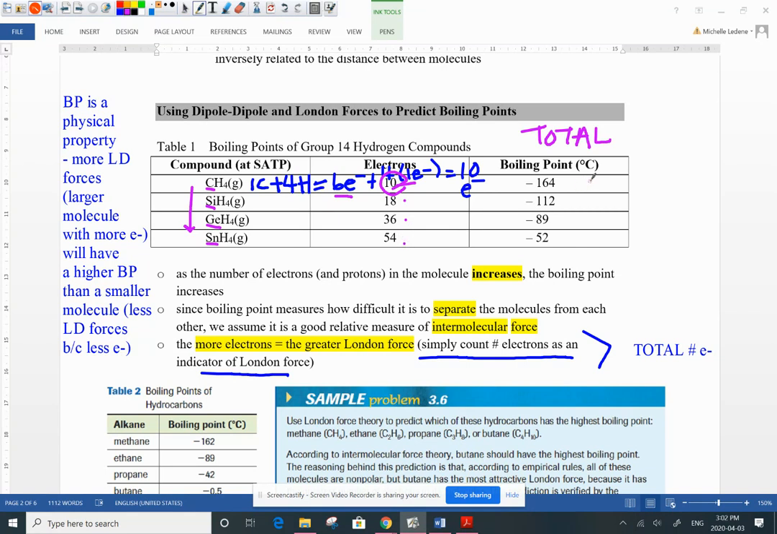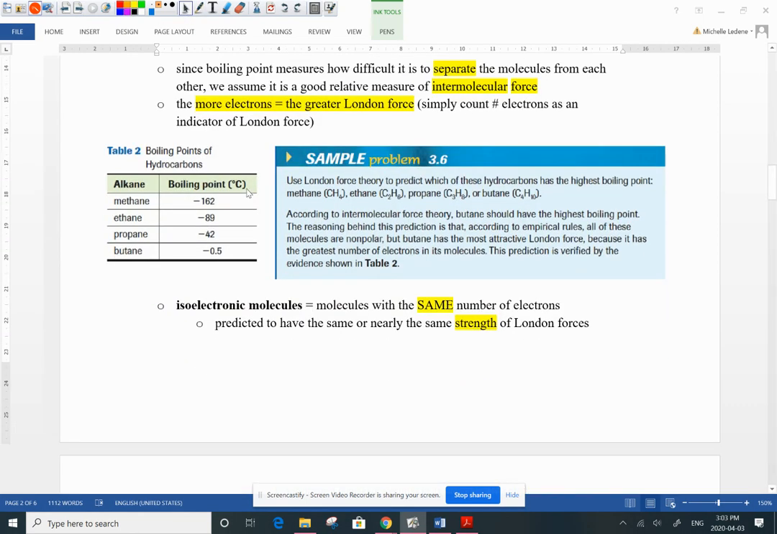What's happening to the boiling point? Well, as we're increasing in the size of the molecule, we have an increase in the boiling point, right? It goes from negative 160 to a less negative value. The number is getting higher. So again, electrons, total count, not just valence, all of the electrons, you add them up, and that is going to give you what you have for a London force. Okay, so those are our first two forces, our weaker forces, London being the weakest, dipole-dipole being the next one.